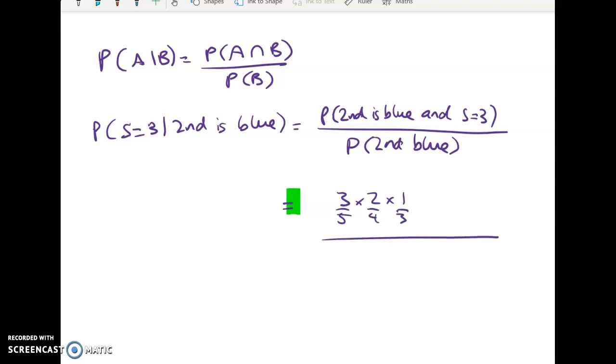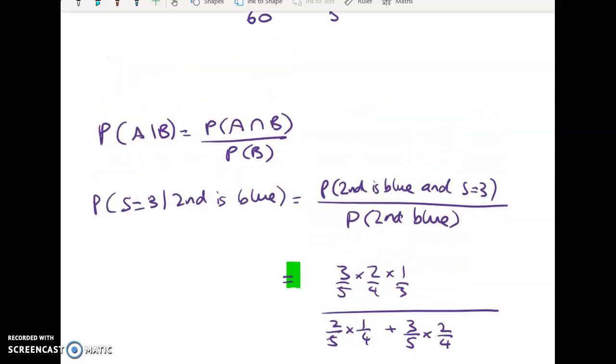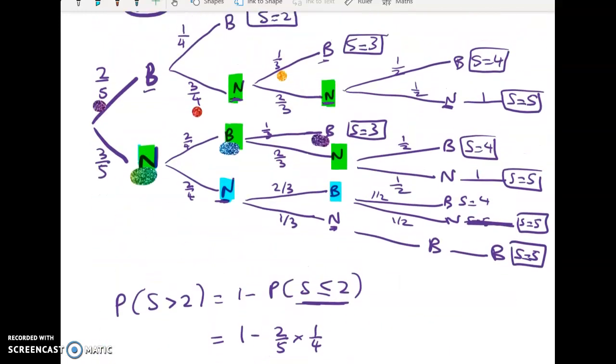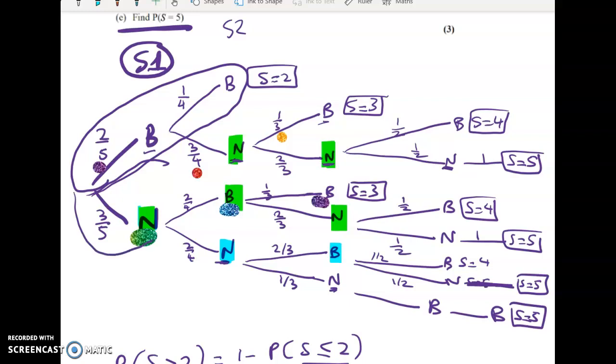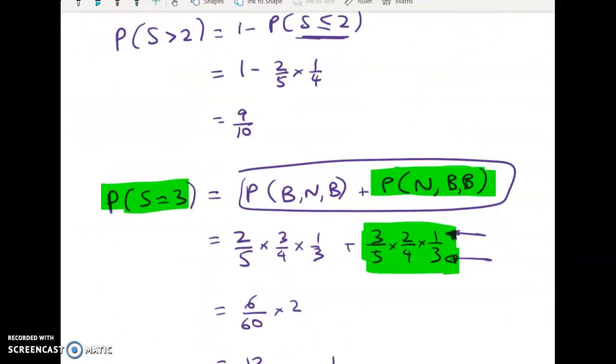And the probability that the second sock is blue, tracing it out from my tree, comes from where? Well, I can get the second sock being blue this way, and I can get the second sock being blue this way. So that's 3/5 times 2/4.